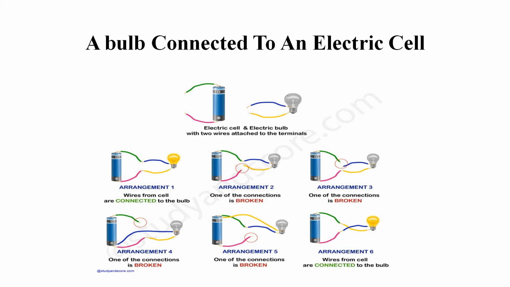So students, we can conclude that the bulb lights up only when the cell, the bulb and the wires form a complete path. This path starts from one terminal of the cell and ends at the other. And students, the bulb does not light up if there is a gap in the path. The bulb also does not light up if the path starts and ends at the same terminal of the cell.